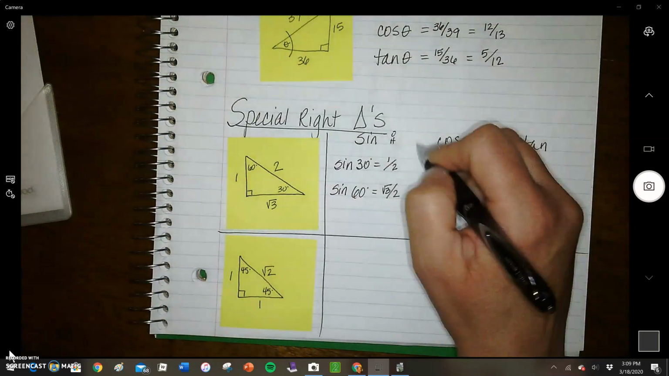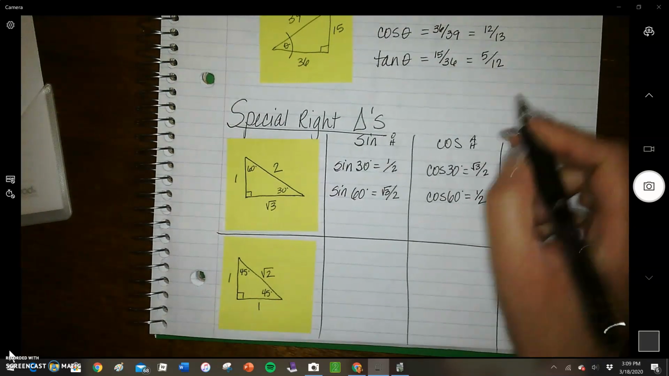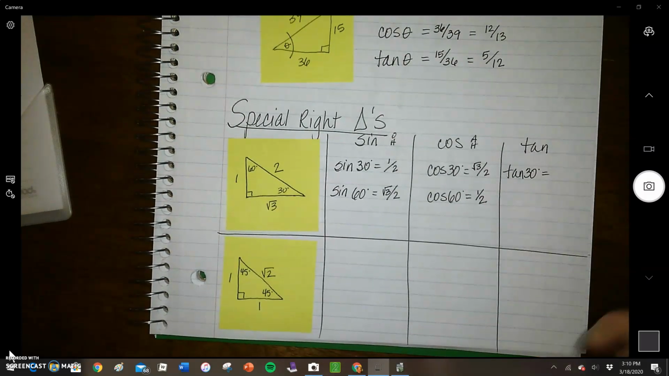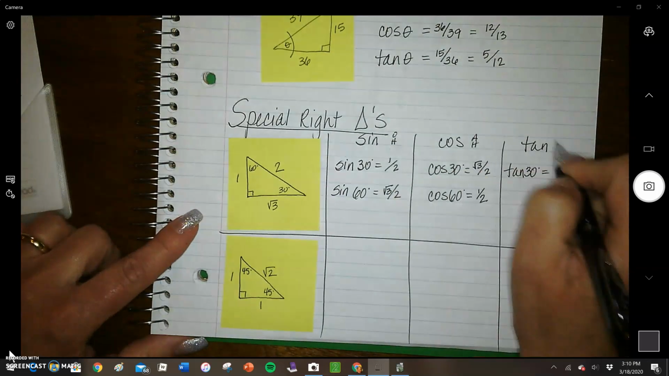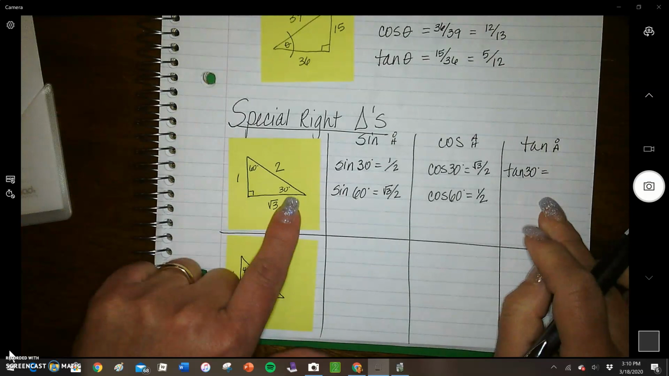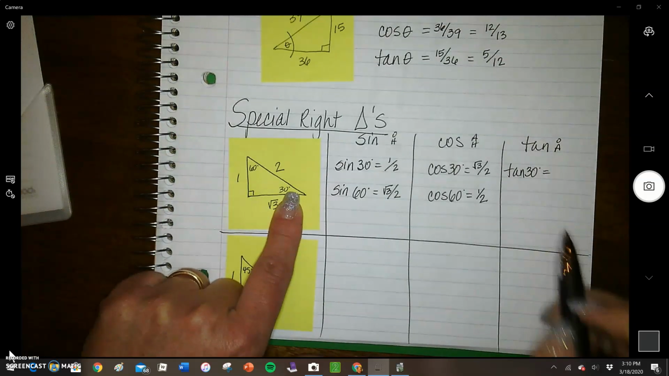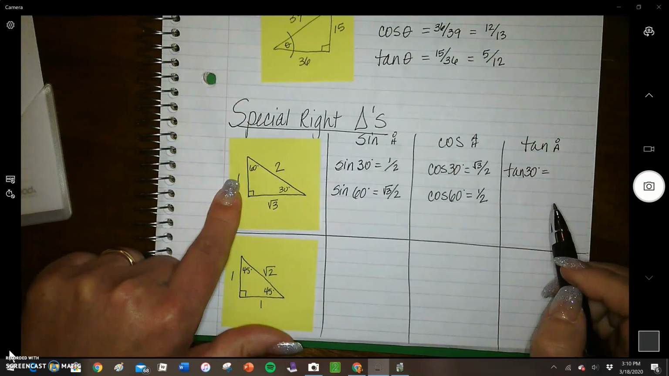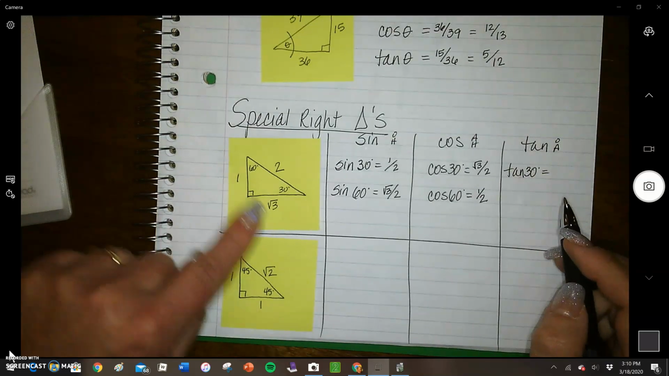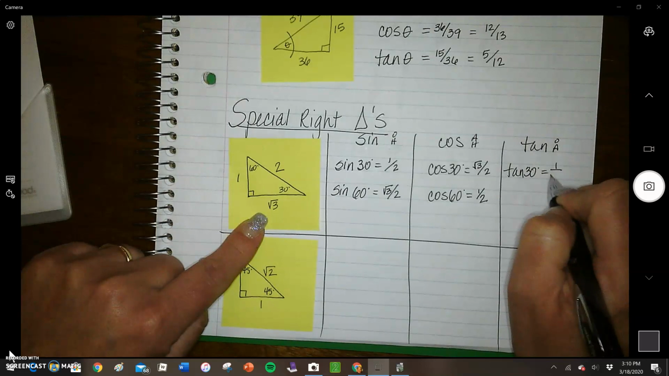All right, let's go do the tangent. So the tangent of 30 degrees. Tangent, it's SOHCAHTOA, right? The more you say that, the more you're going to remember. 30 degrees, here's my 30, so let's go to the opposite side over the adjacent side. So I'm looking at the opposite side is 1 over adjacent is root 3.